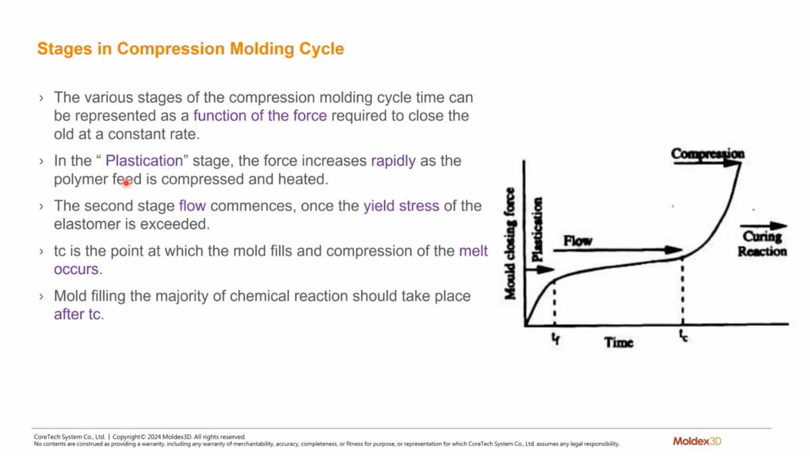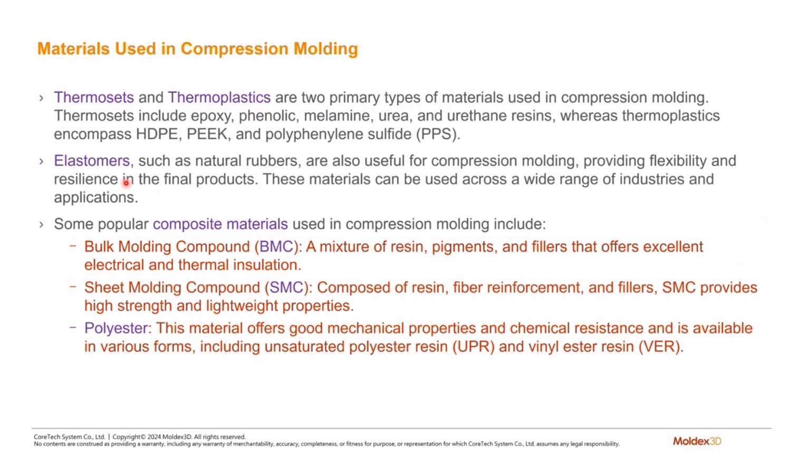So this is a stage in the compression molding cycle. I will not mention this one. If you are interested, you can contact our staff to request this document, or you can also search on the website. You will have an idea about this one. This is the material used in compression molding. As we mentioned in the beginning, thermoset and thermoplastic are the two primary types of material used in compression molding.